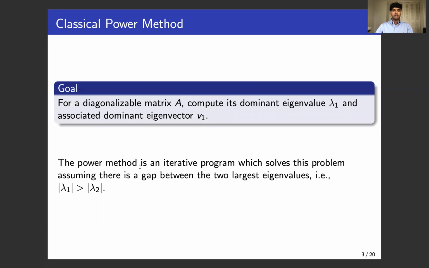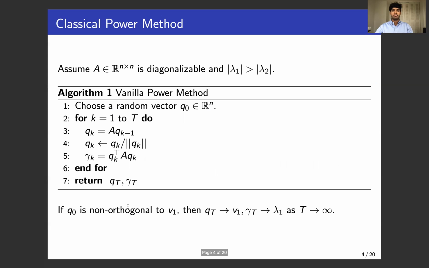Okay, so first let's go over the classical power method. So what is the goal? For a diagonalizable matrix A, we would like to compute its dominant eigenvalue, lambda sub 1, and its associated dominant eigenvector, v sub 1. So dominant here meaning the largest eigenvalue in complex modulus. So the power method is an iterative eigensolver which solves this problem, assuming there is a gap between the two largest eigenvalues. So their modulus has to be different, otherwise this won't converge.